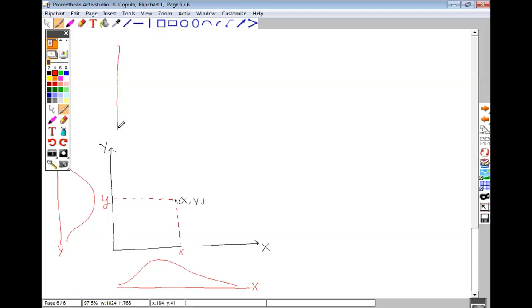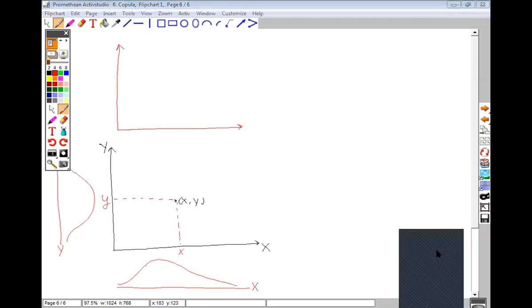Okay, so let me just draw a graph here. Let's say I have this here and I have, okay, maybe I will show you. Just give me a minute.